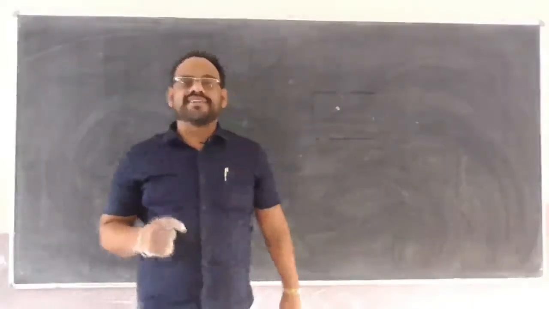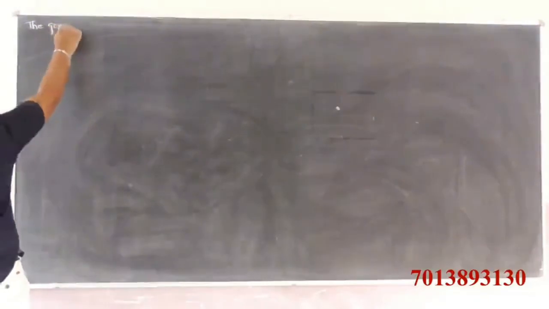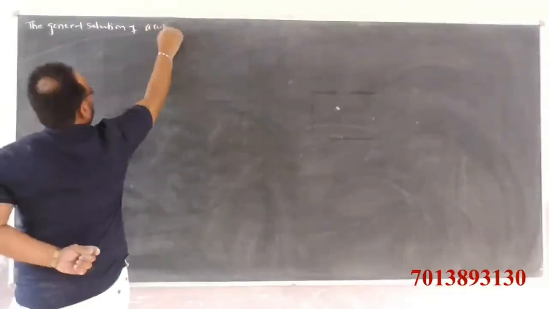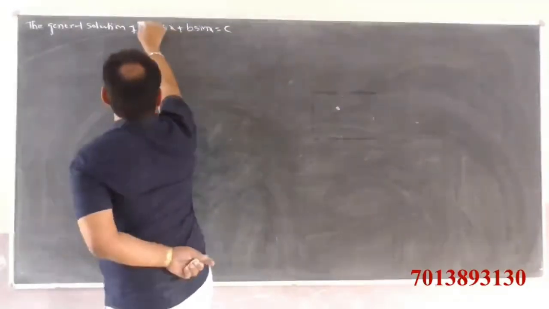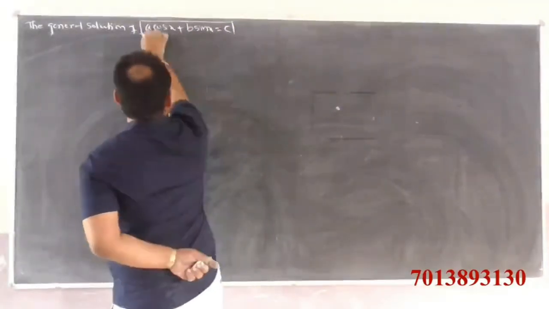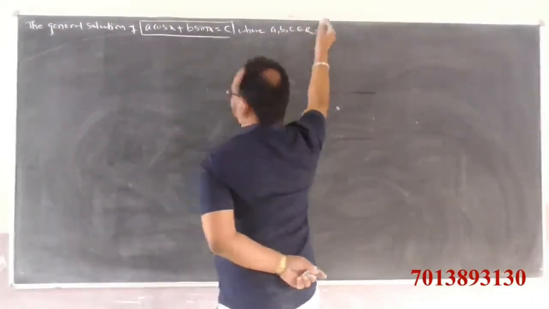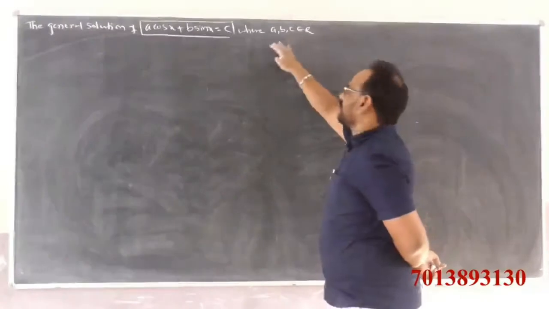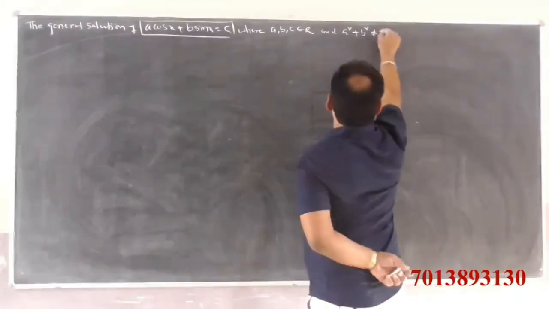Now, how to find the general solution of a cos x plus b sin x plus c equals 0? The next one: the general solution of a cos x plus b sin x equals c, where a, b, c belong to R, and clearly a square plus b square is not equal to 0.